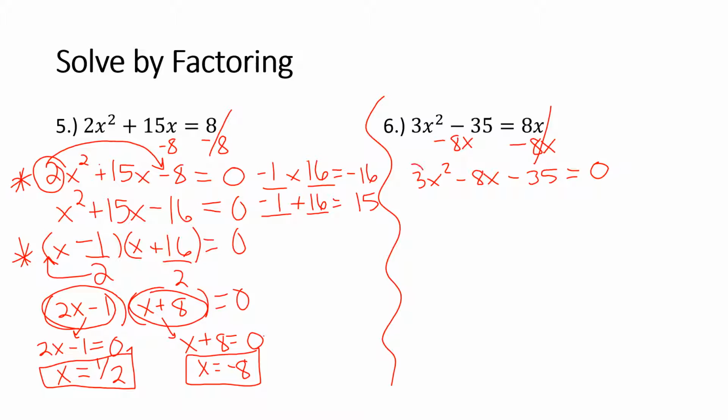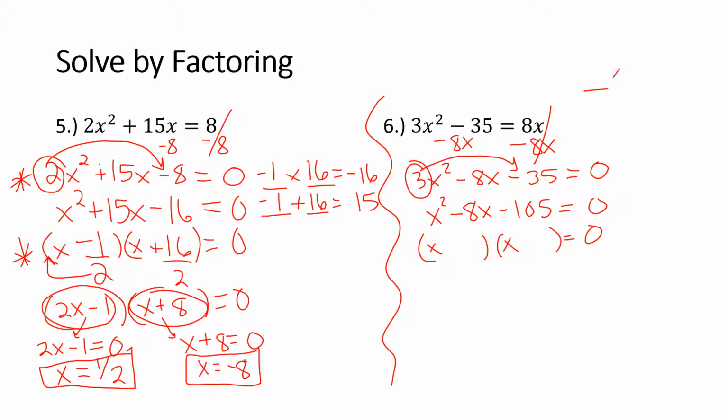So in order to factor, we're going to take that 3 in the front and multiply it to the back. That's going to be x squared minus 8x minus 105 equals 0. And we start factoring. So we've got x times x to get x squared. But for the other two numbers, we need two numbers that multiply to negative 105, and the same two numbers need to add up to negative 8.